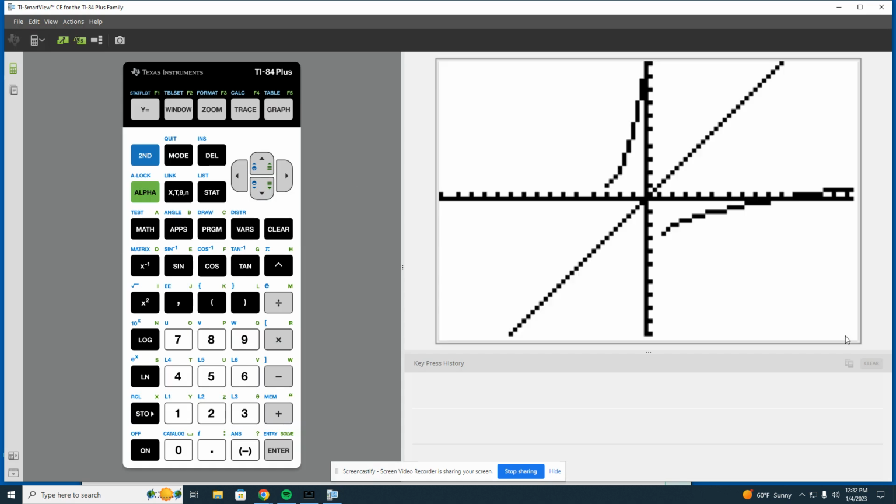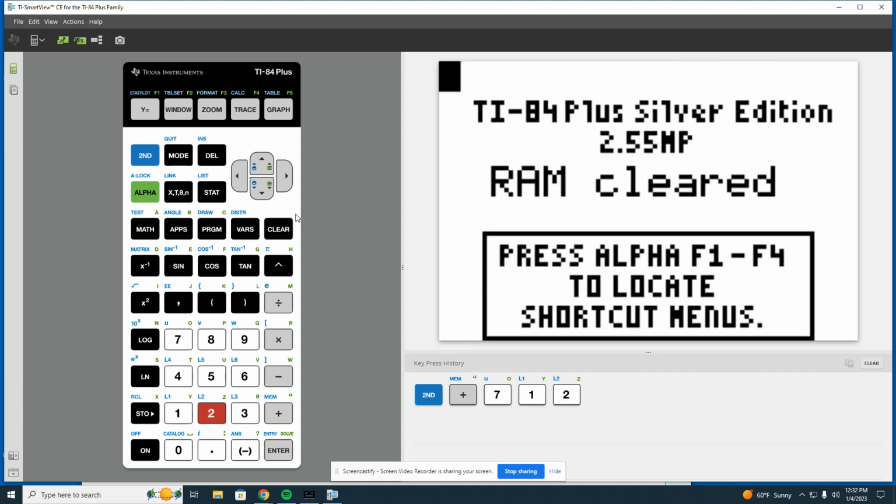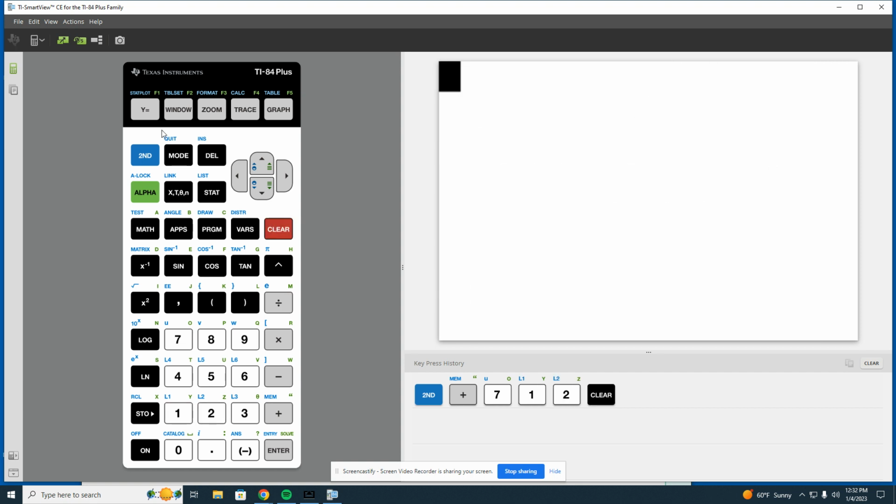What do you always need to do when you get your calculator out? Probably, unless it's your own personal calculator, I would definitely go second plus 7 1 2. I'm going to show you one kind of different thing about a calculator today. We'll discuss that when we get to the third step.